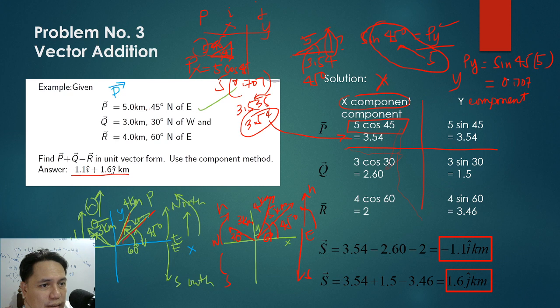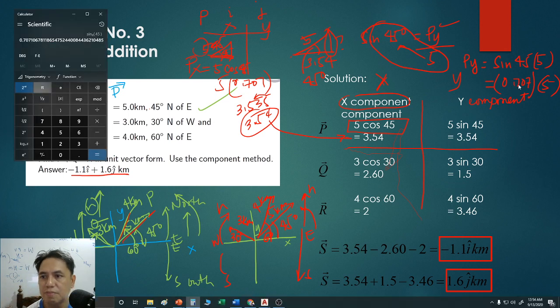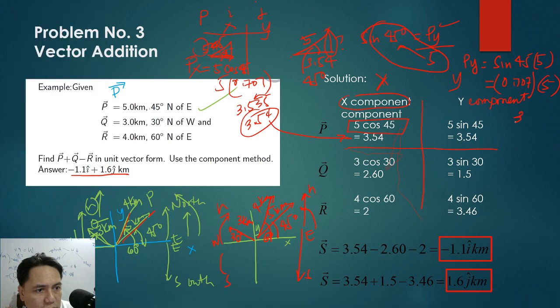So here is 0.707 multiplied by 5. We still have the number, so we multiply this by 5. Look at the screen. Then if we click the equal sign, 3.535. So the answer is 3.535, so rounded up, 3.54.